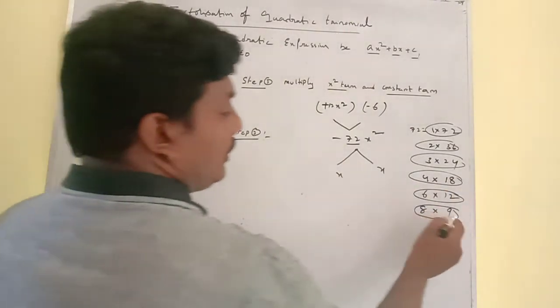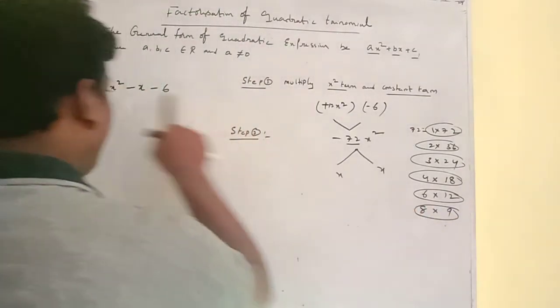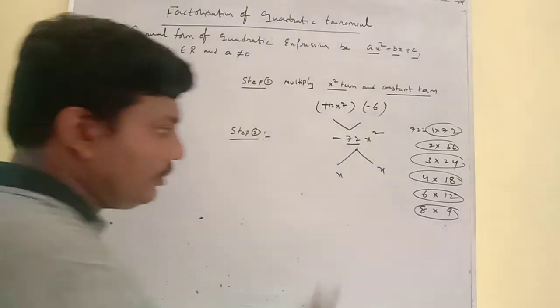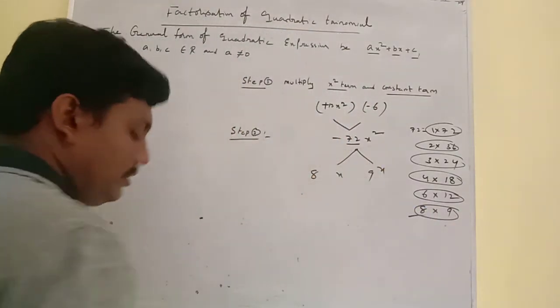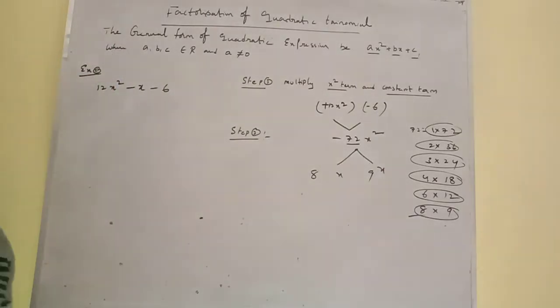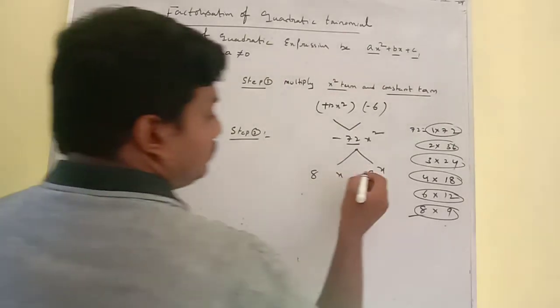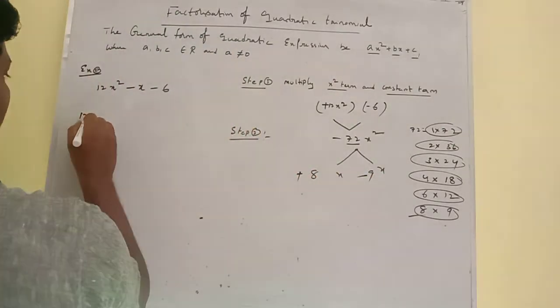Now coming to 8 and 9. So addition is 17, not there. Subtraction is 1, yes, it is there. Now we are going to take this expression. So 8 nines. But the required thing is subtraction, and the required value is minus also. That means the greater has minus and the smaller has plus. So now we are going to consider this 12x square.